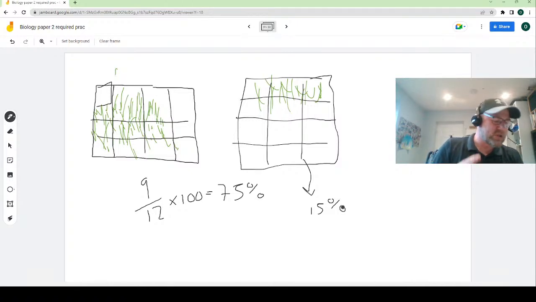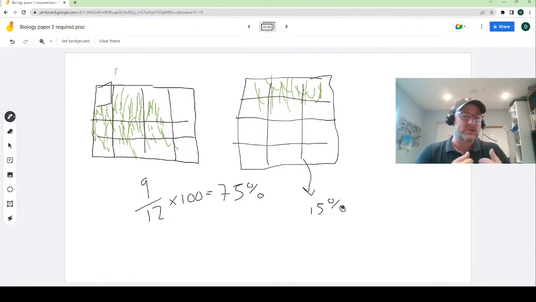What you do is, instead of counting the number of daisies and saying there's 7 daisies, this time you're just giving your answer as 50% daisies in each quadrat. So you just find the average percentage in the quadrat.